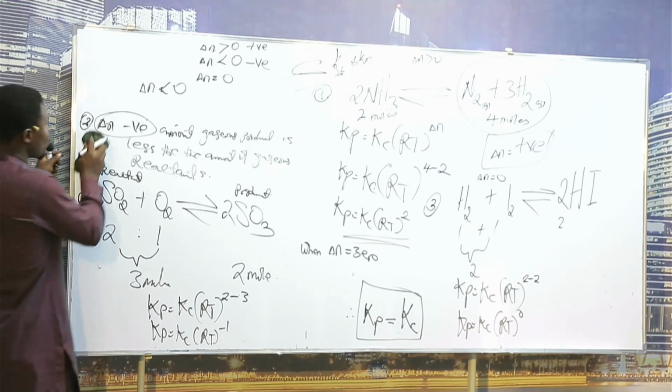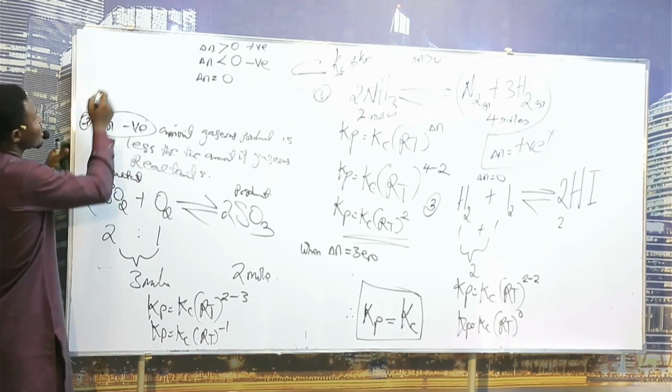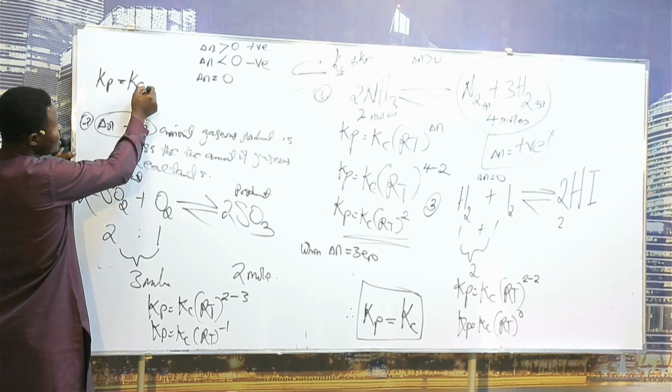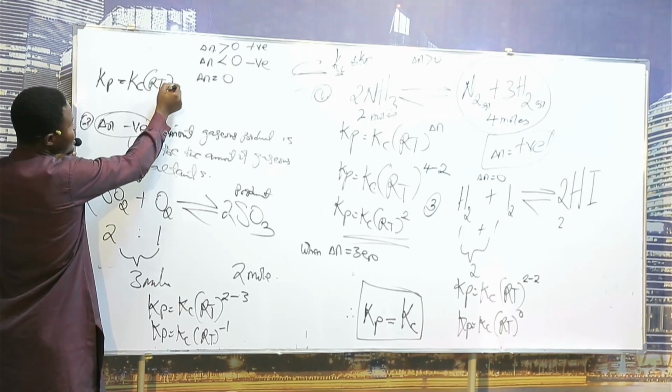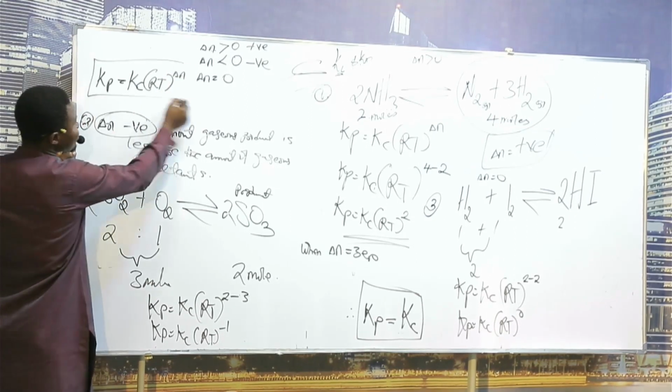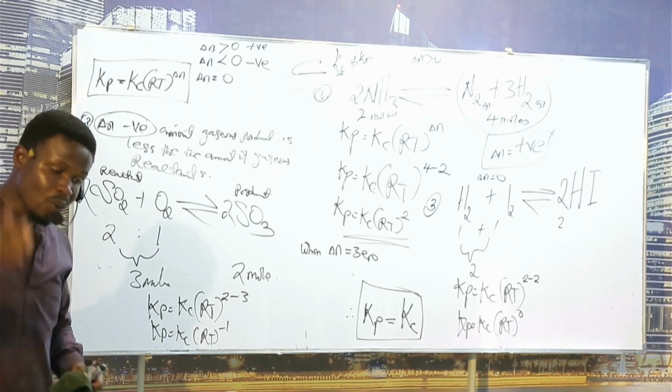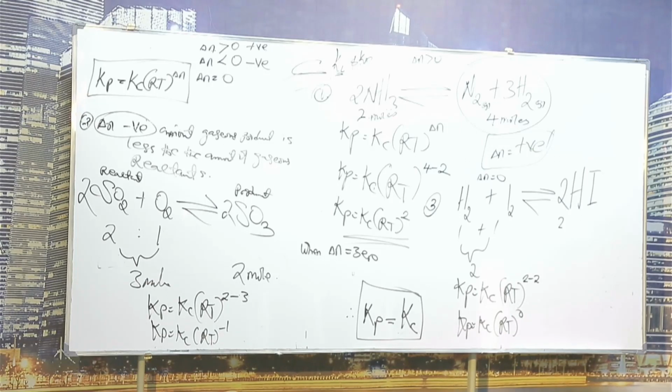The only thing you need to know anywhere you are is that Kp is equal to Kc (RT) raised to power change in n. Take this everywhere. You must know it at this level. There's another one, but at this level we are not permitted to know that. What is R? Gas constant. What is T? Absolute temperature.